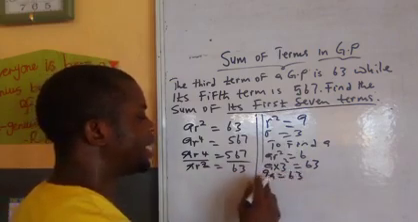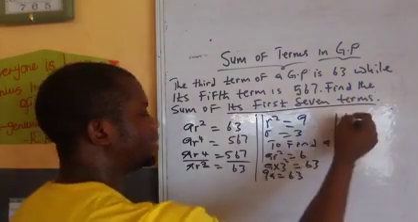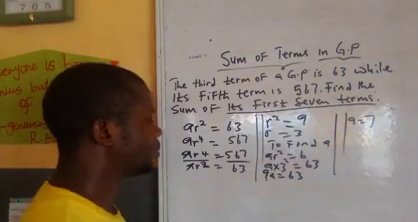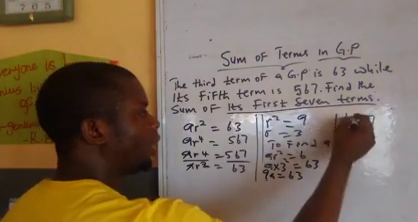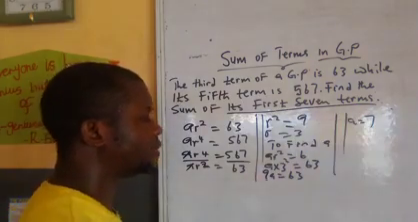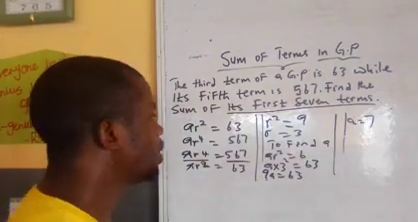You divide both sides by 9. If you divide both sides by 9, you'll have a equals 7. So your a equals 7. Do you understand that? You divide both sides by 9, you have 7. That is it. So we have our a.